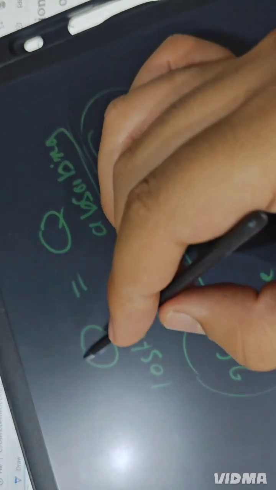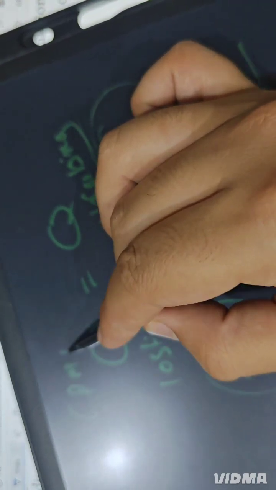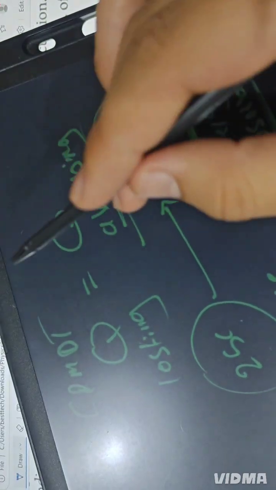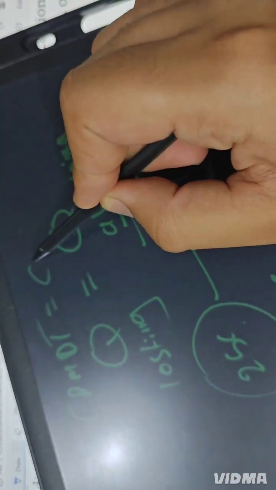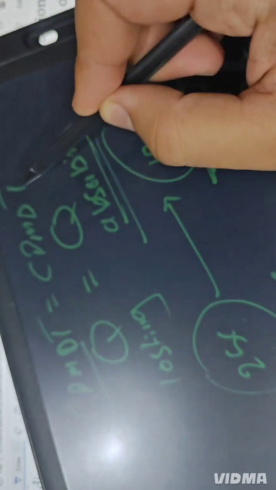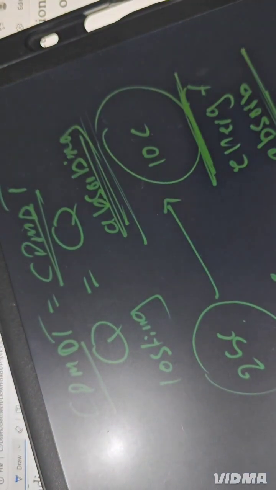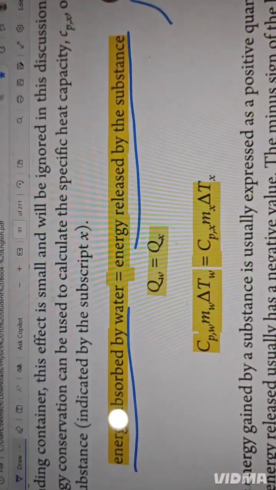So instead of Q, we are going to write down CPm delta T, the rule that we studied in the previous section, the previous video. But this CPm delta T is for losing, and that CPm delta T is for absorbing energy. To understand more, we are going to solve an example now.